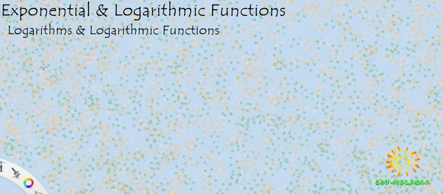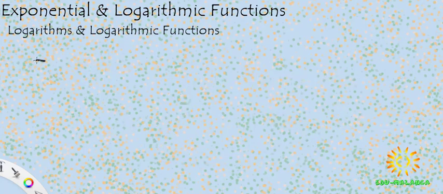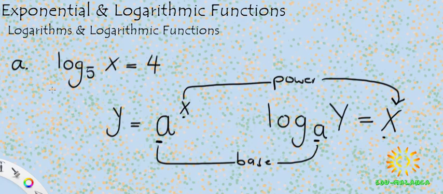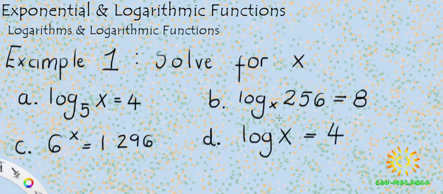Remember, the base stays the same and we had log base 5. So we're going to have then 5, and the power, what do we power it to? This is 4. So we have 5 to the power of 4 should equal to x. And if you put this in your calculator, you'll find that x is equal to 625.